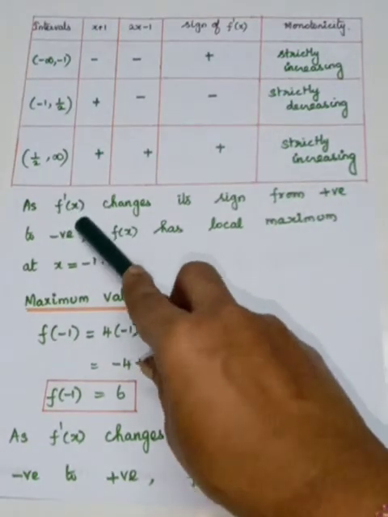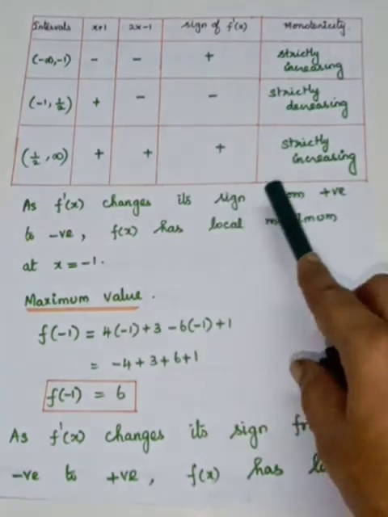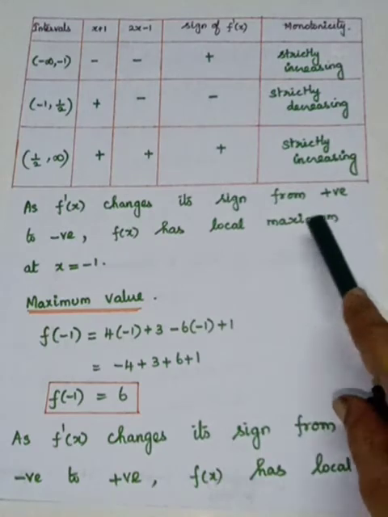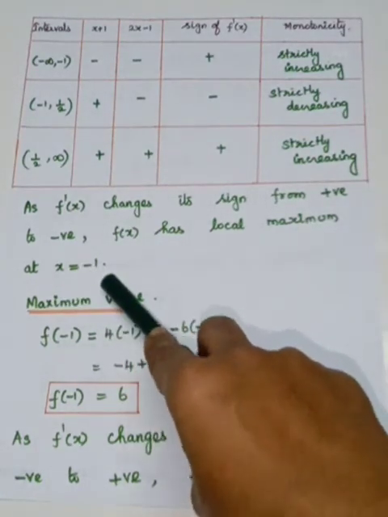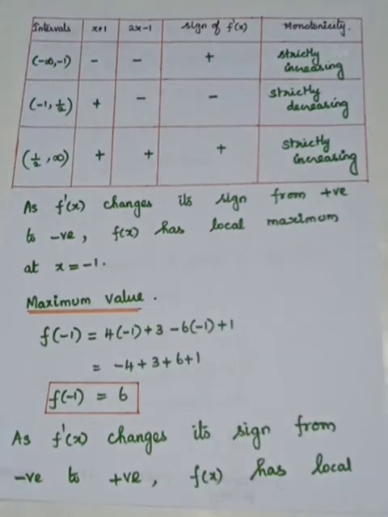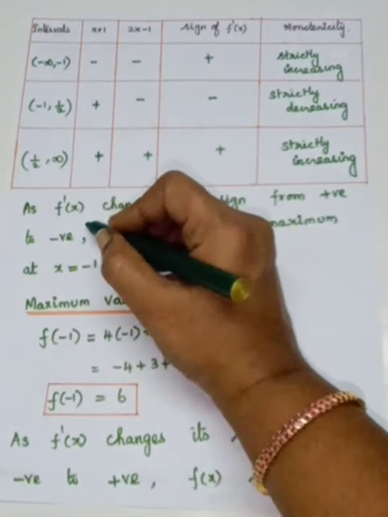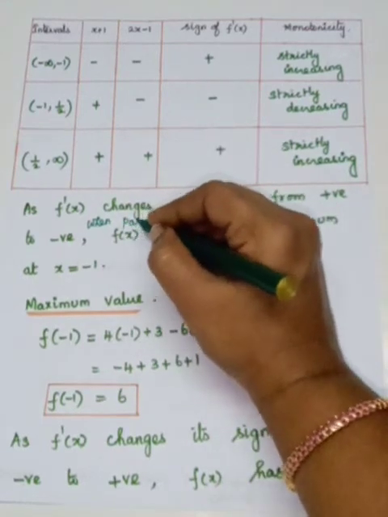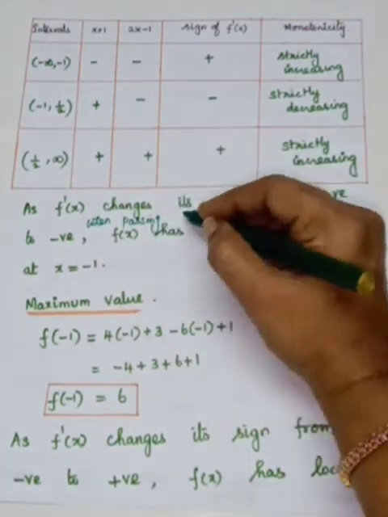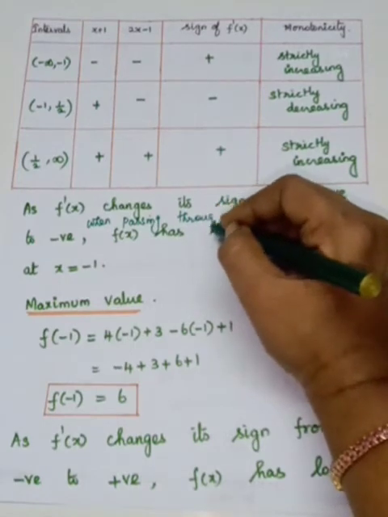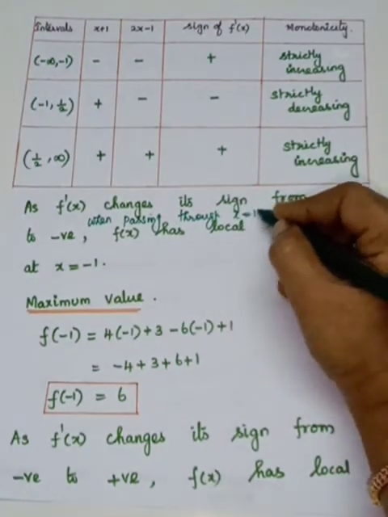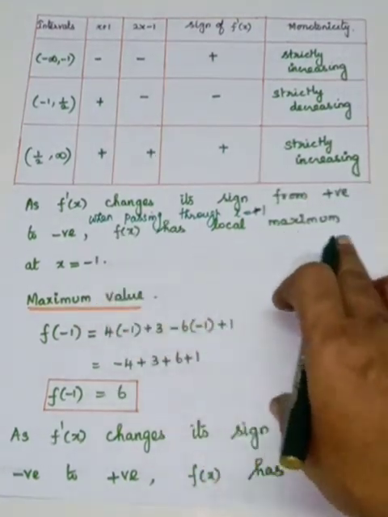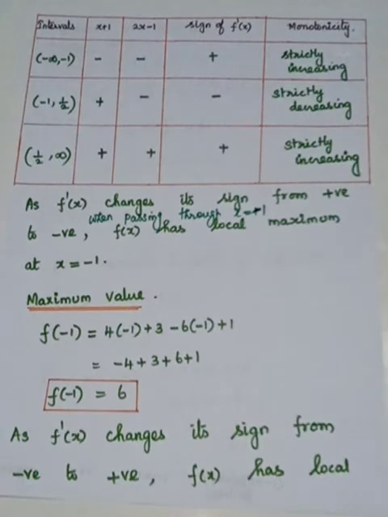So as the first derivative changes its sign from positive to negative, the function has local maximum at x is equal to minus 1. Changes its sign from positive to negative when passing through x is equal to minus 1. When passing through x is equal to minus 1, the function has local maximum at x is equal to minus 1.